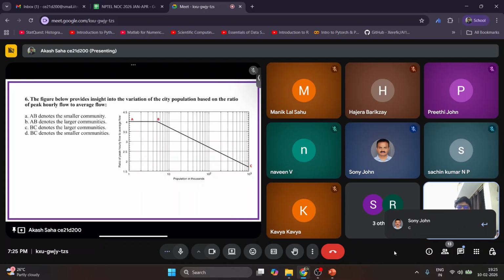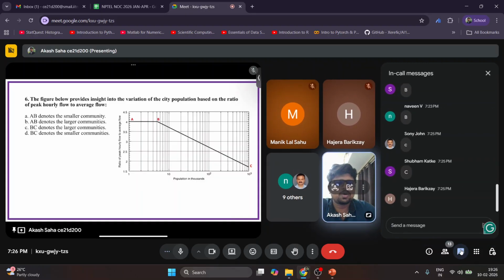C. Okay. Any other answer? Here I would tell you one thing, that there can be more than one answer correct. If one is the larger community, the other will be a relatively smaller community. Like that you can answer. So there are two correct answers here.